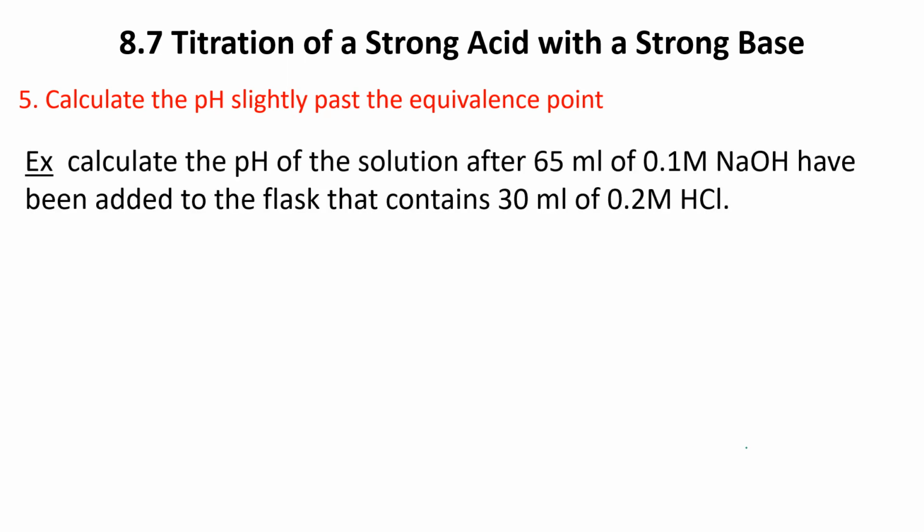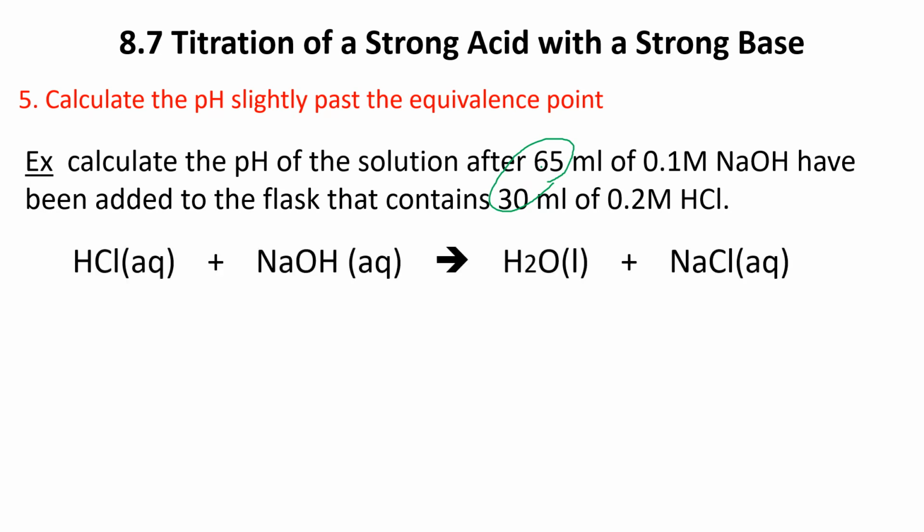So let's calculate it after we've added in 65 mils of base. Now, I debated how to phrase this question. Initially I said we're going to calculate the pH after there's been 5 extra mils of NaOH added in. Then I decided just to go with the total volume. So remember, we added 60 to neutralize the 30, but now I'm saying we've added 65 in total.